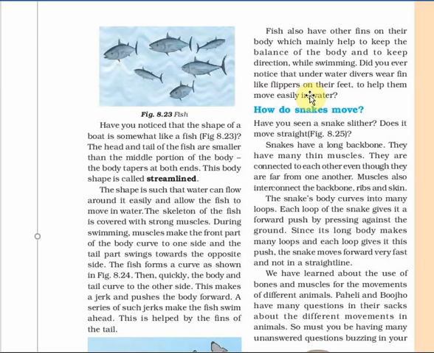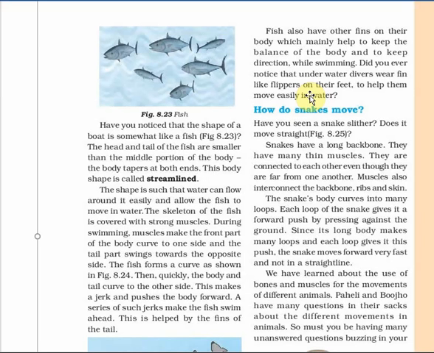Fish is adapted to live in water and it has some modifications for swimming in water. The head and tail of the fish are smaller than the middle portion of the body and the body tapers at both the ends. So it is called streamlined. The skeleton of fish is covered with strong muscles.